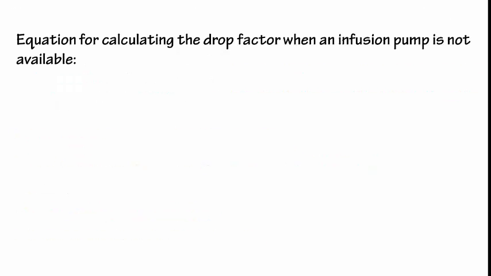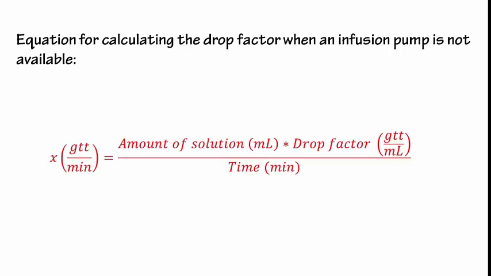When using infusion pumps, we can use a standard dosage calculation to determine what the flow rate is. However, if we are manually calculating the flow rate, we need to use a different equation. The equation is X equals the amount of solution times the drop factor, all divided by the time. The amount of solution is measured in milliliters, the drop factor is measured in drops per milliliter, and the time is measured in minutes. So the final answer will be drops per minute. We will go through two separate examples to show how to apply the formula to determine the flow rate when we are not using the standard infusion pump.